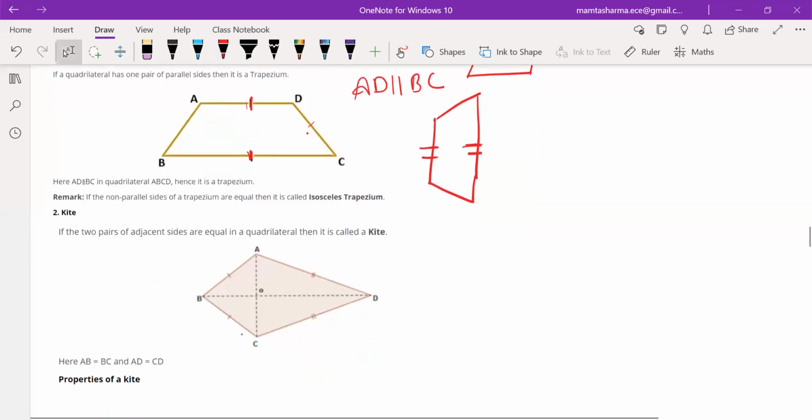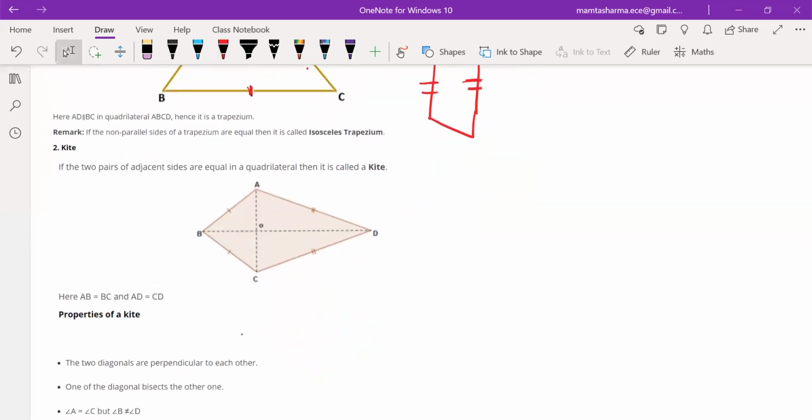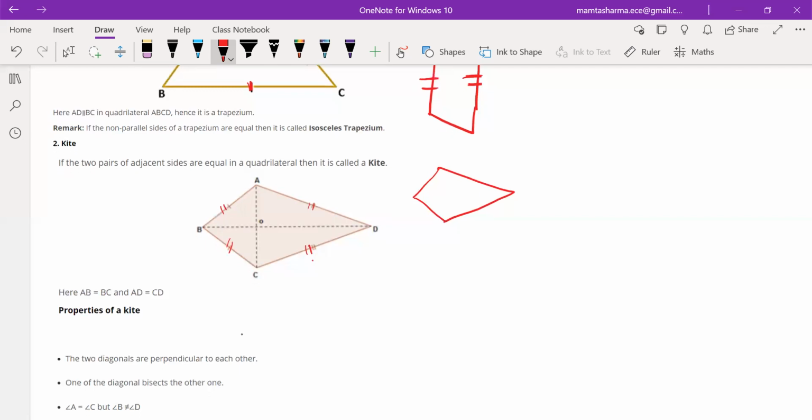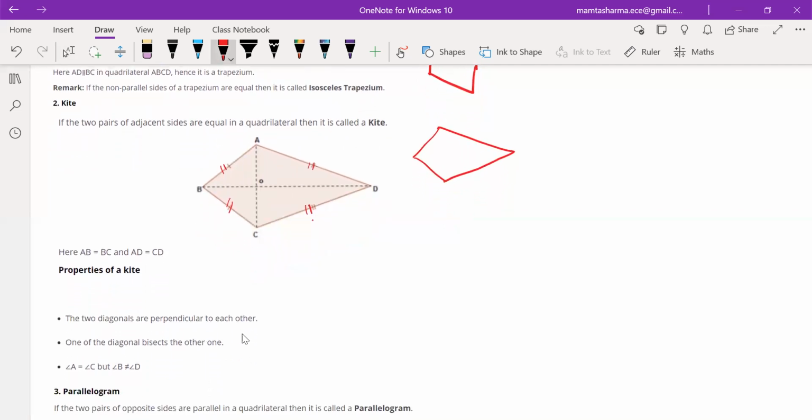Okay. Now kite. What is the structure of kite? This is the simple structure of a kite. Two adjacent sides are equal. Adjacent side means the sides which are close to each other. These are adjacent sides and their length will be equal in a kite, and these are adjacent sides, so their length will be equal. AB will be equal to BC and AD will be equal to DC.